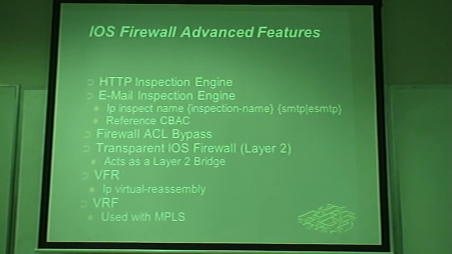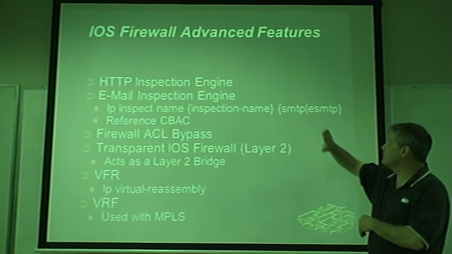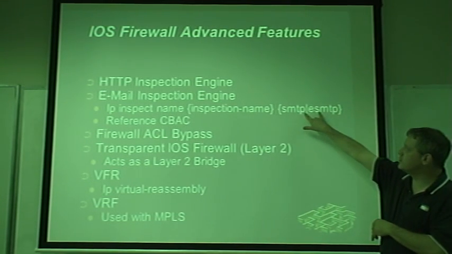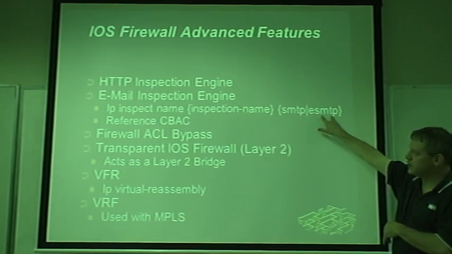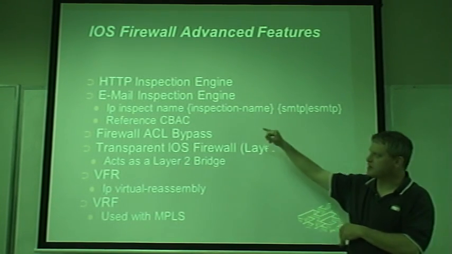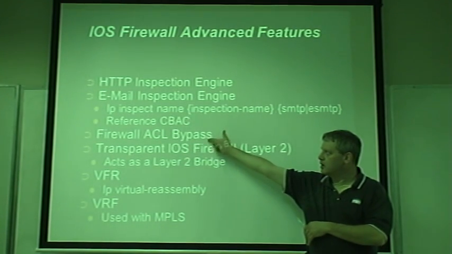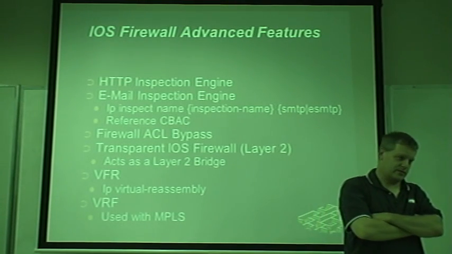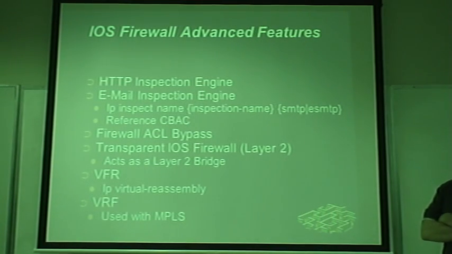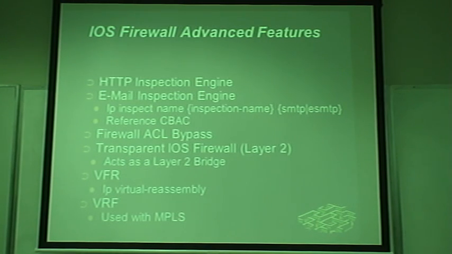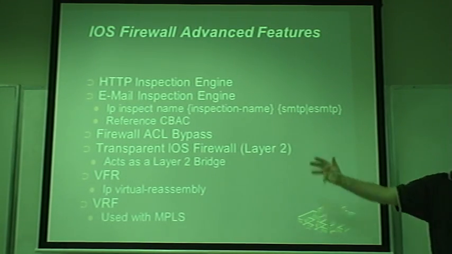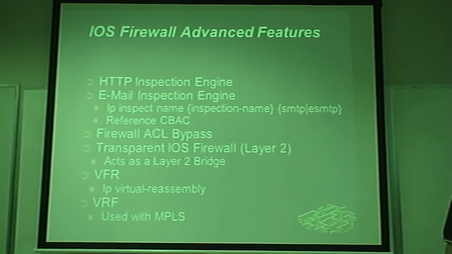Some of the advanced features of IOS, you can do HTTP inspection and email inspection. It's limited, it's better than nothing. You set that up with ip inspect name, whatever you're going to name it, and you can do SMTP or ESMTP. You can reference that in the CBAC section of your book. You can do a firewall ACL bypass. So you can tell certain IPs that, oh, you know what, I trust you. You can bypass my firewall feature set. Why you would want to do that, I don't know, but you could.